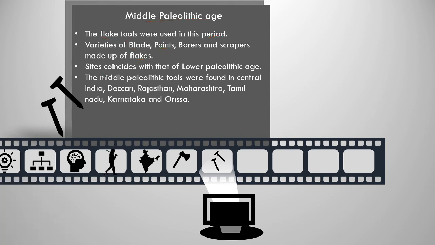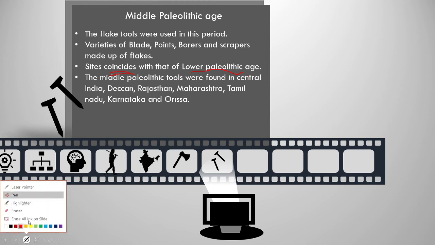Alright, now next is sites, coincides. The meaning of coincides is contemporary. I told you the meaning of contemporary. Contemporary means simultaneously. So site coincides with that of lower Paleolithic age means it is simultaneous with the lower Paleolithic age. The sites of middle Paleolithic age coincide with the sites of lower Paleolithic age.